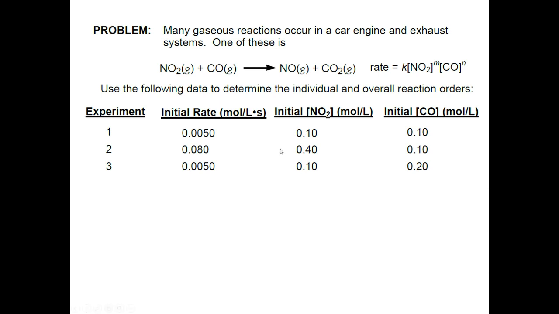Alright, so we're going to pick 1 and 3. So between 1 and 3, CO is doubling, NO2 is constant, and rate is also constant. So if doubling my concentration had no effect on rate, that would indicate that I have a 0 order reactant. CO concentration changes do not affect the rate. So NO2 is second order, but CO is 0 order. Therefore, I would have second order overall for the reaction.